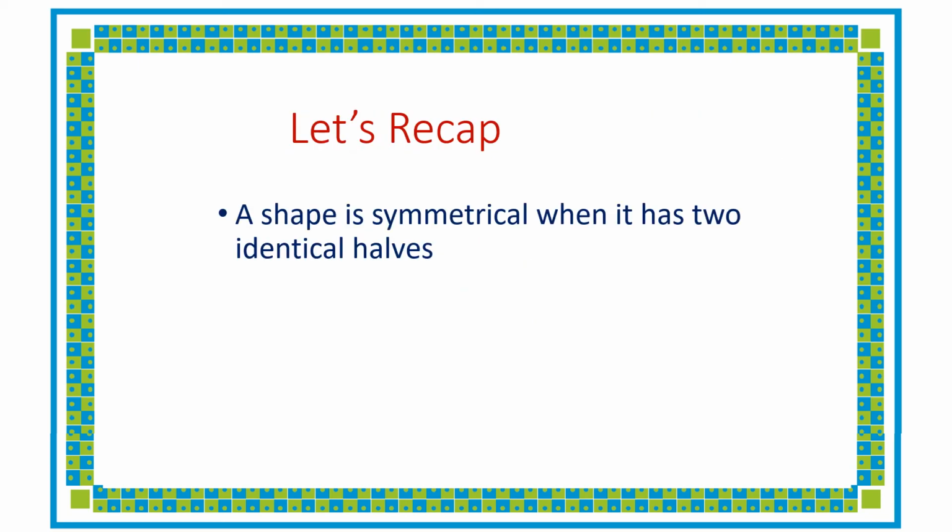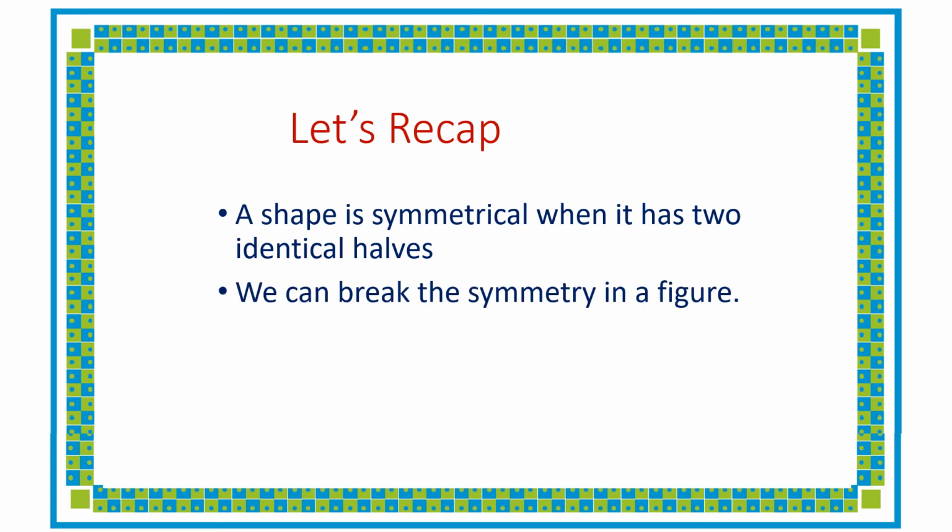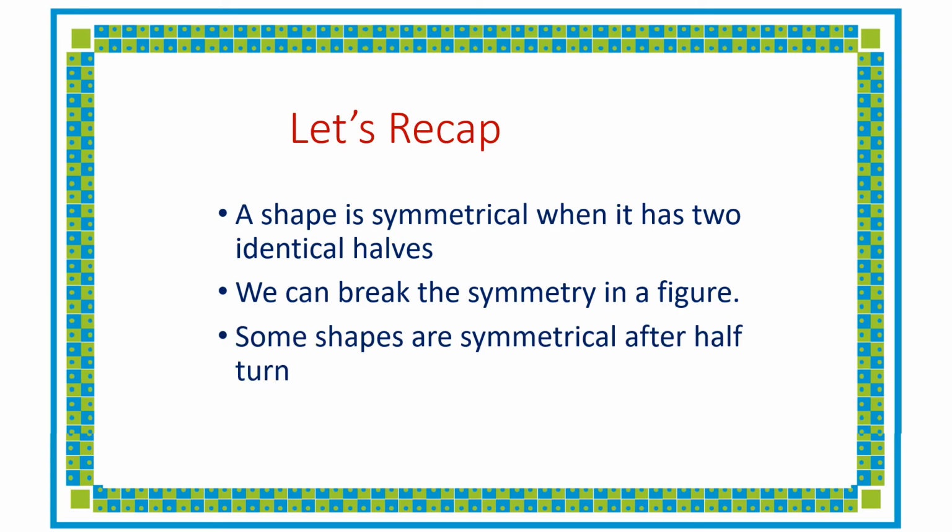Let's recap. A shape is symmetrical when it has two identical halves. We can break symmetry in a figure by drawing some pattern on one side. And some shapes are symmetrical after a half turn.